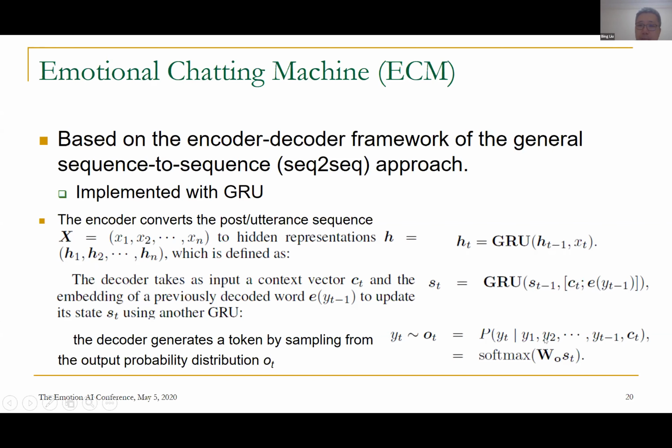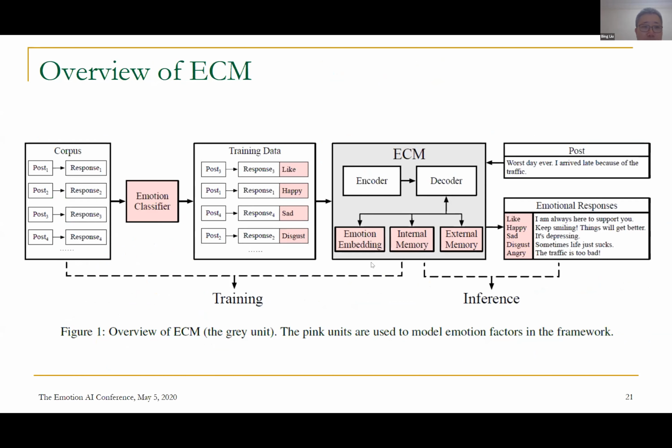And based on the next state, we're going to have some kind of output probabilities. And then based on that probability, we're going to sample a word as the generated output, to generate the sentence word by word. Okay, so here is the process, and the process is from left to right.